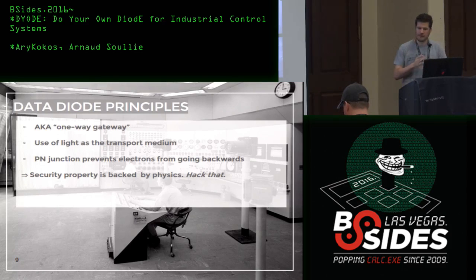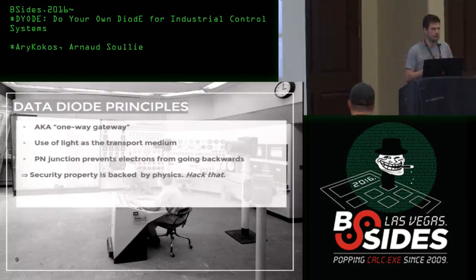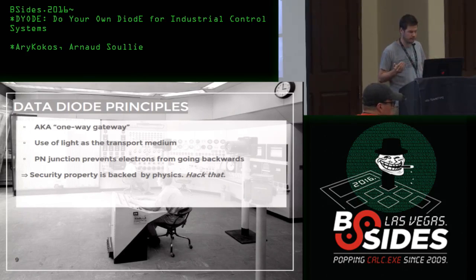And this light-emitting diode has what we call a PN junction. So for those of us that did some electronics, that means that electrons can only flow from one pole to the other and not the other way around. So the security principle is backed by physics. So in theory, it's really, really secure. That's the main point of the data diode. It's allowing communication to go only one way with a really high security level.